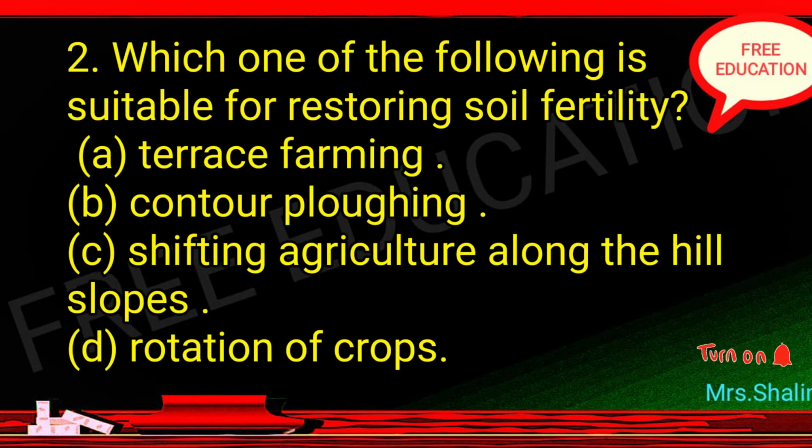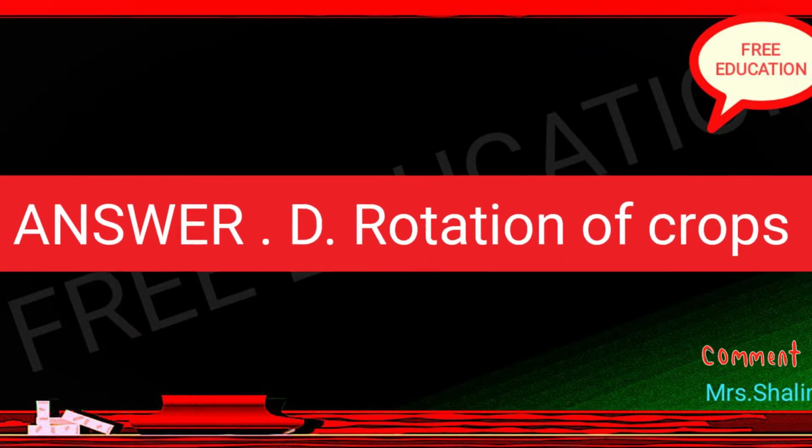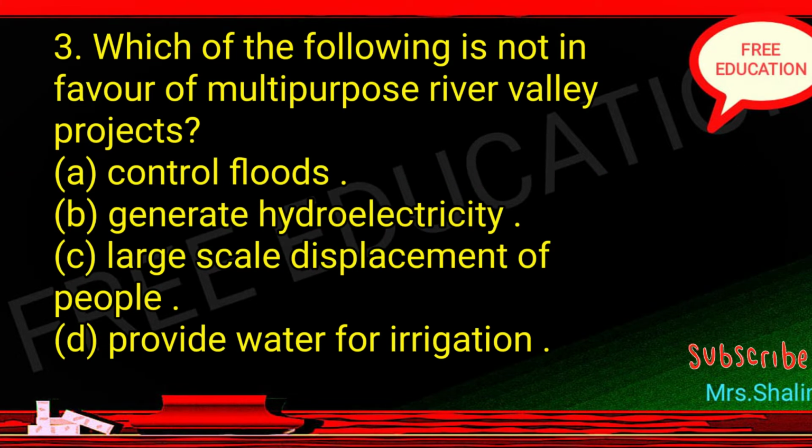2. Which one of the following is suitable for restoring soil fertility? A. Terrace farming. B. Contour plowing. C. Shifting agriculture along the hill slopes. D. Rotation of crops. Answer. D. Rotation of crops.